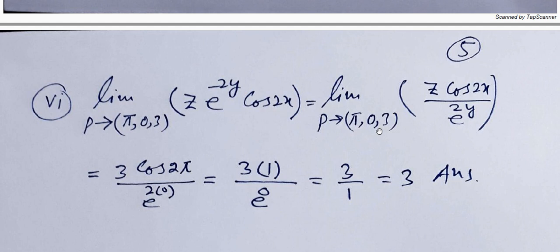So I can write here z cosine 2x, and here e power minus 2y. So then this minus will become plus. Now I can substitute the values. I can put x as pi, so cosine 2 pi, y as 0, so e power 2 times 0, and z as 3. You know cosine 2 pi is 1, and e power 2 into 0 is e power 0, which is 1. So if I simplify, it will be 3 over 1, and so the answer is 3.